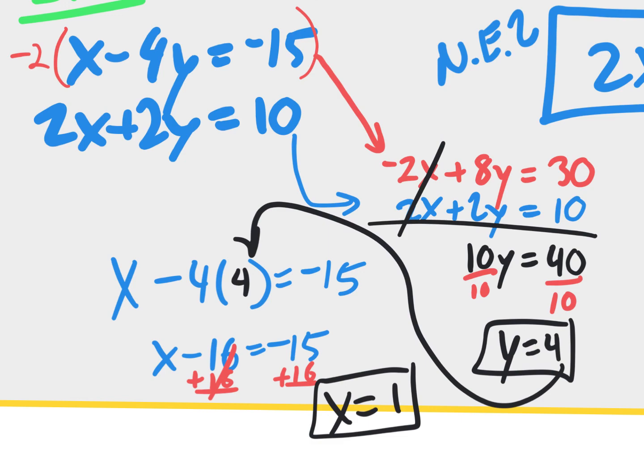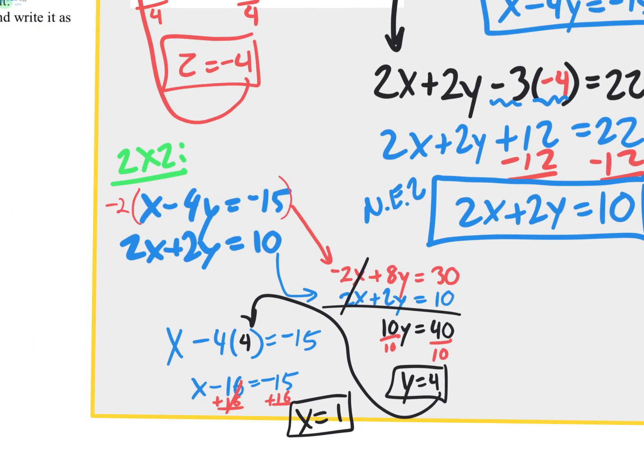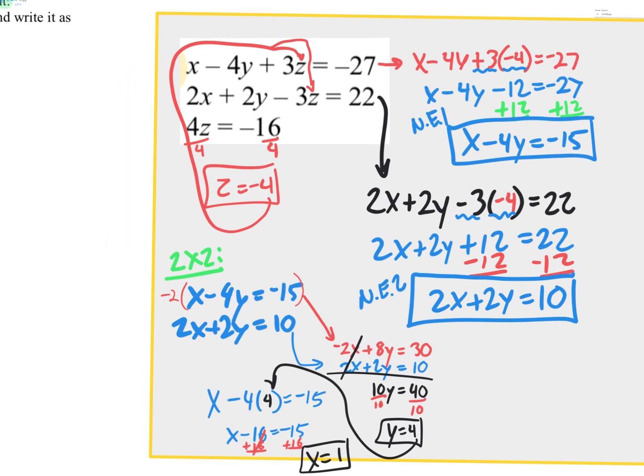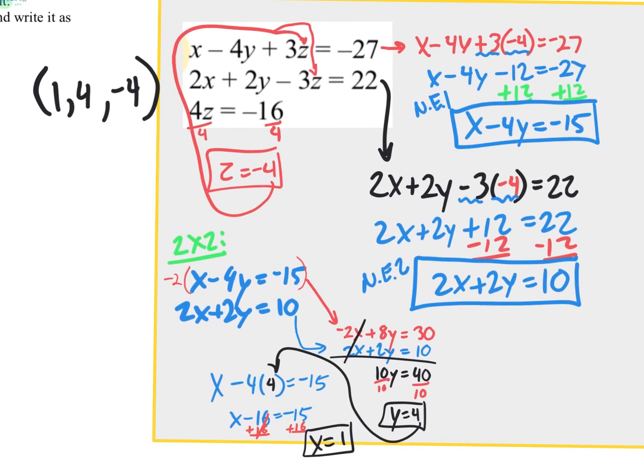So we have the x value of 1, the y value of 4, and originally we had the z value really easy by dividing by 4 on both sides. So our ordered triple is x value of 1, y value of 4, z value of negative 4. And of course, you could double check, triple check your answer by plugging them all in to each equation and making sure that it works.